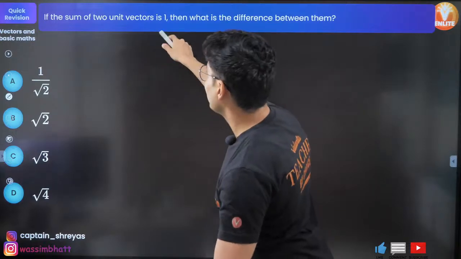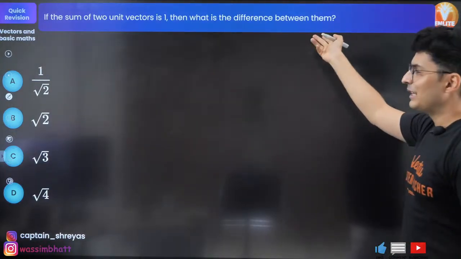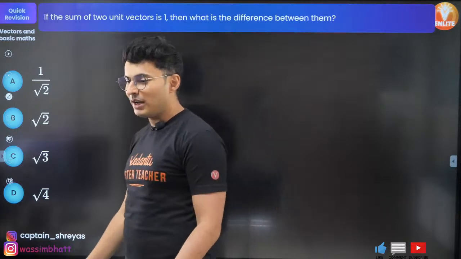If the sum of two unit vectors is 1, then what is the difference between them? Very interesting question. Very good, Jagdish.